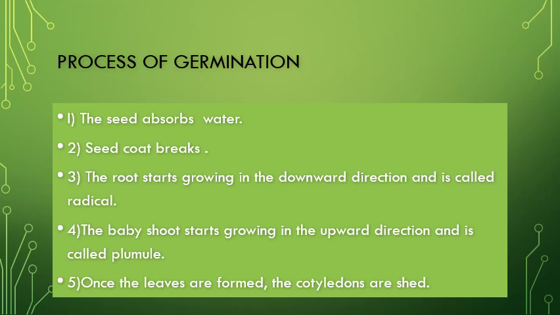First, the seed absorbs water. Second, seed coat breaks. Next, the root starts growing in the downward direction and is called radicle. Next, the baby shoot starts growing in the upward direction and is called plumule. Next, once the leaves are formed, the cotyledons are shed.